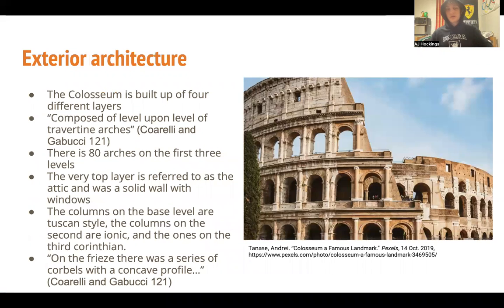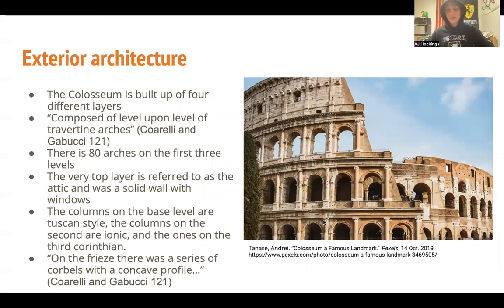So the exterior architecture. The Colosseum is built up of 4 different layers. There's one all right through here. It's composed of level upon level of travertine arches, which are these arches right here. There's approximately 80 arches for the entire thing. The very top layer is referred to as the attic, and it's a solid wall with the windows popping out every so often.